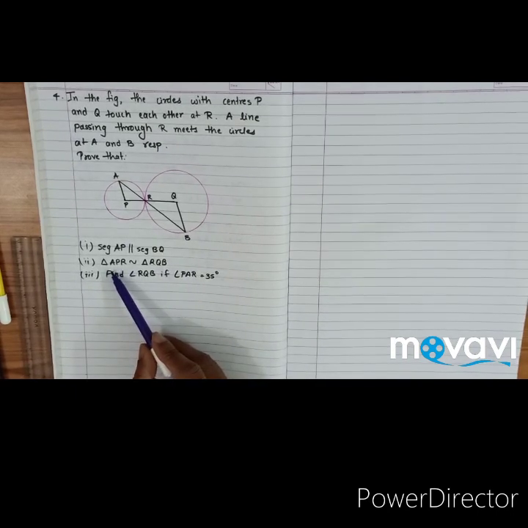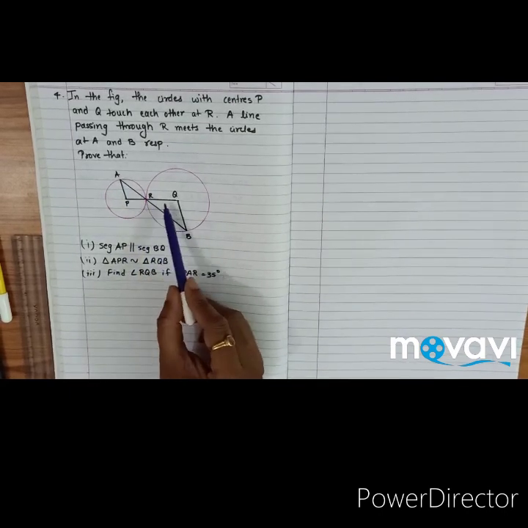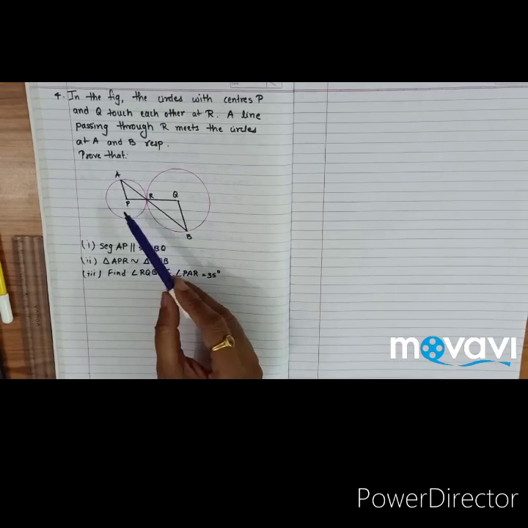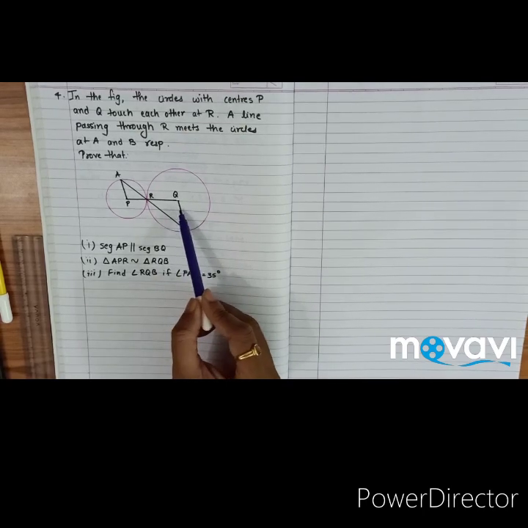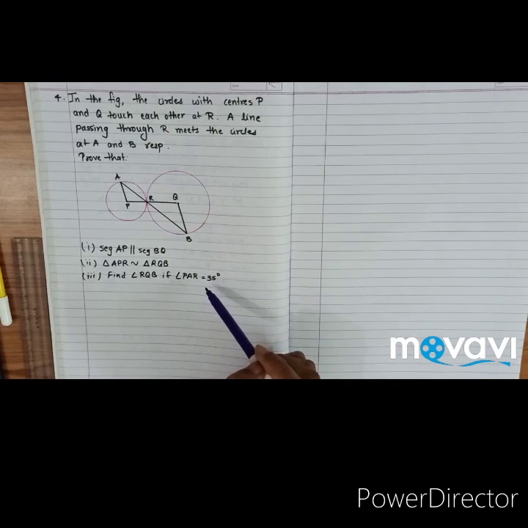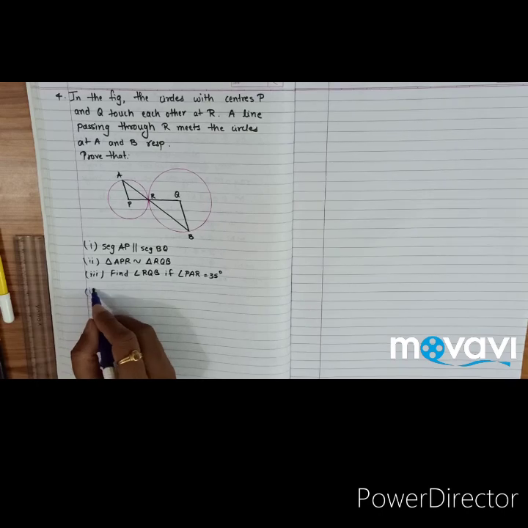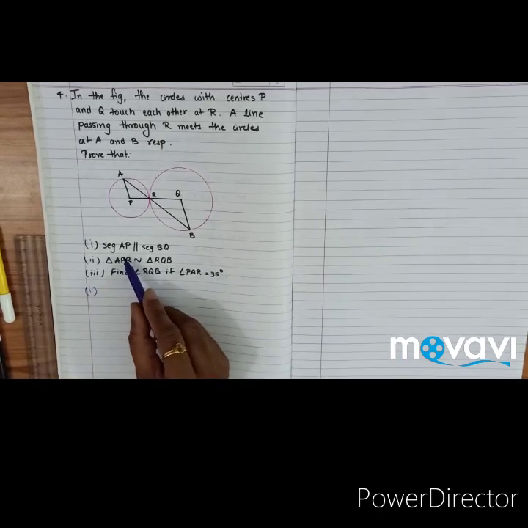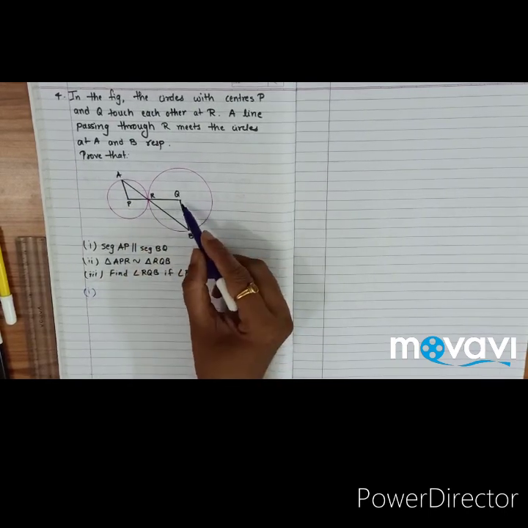Second is triangle APR is similar to triangle RQB. Okay, and the third one is angle RQB. You have to find this angle if angle PAR is given as 35 degrees. Okay, so let us consider the first one that we need to prove. The first one is, you have to prove that this line AP is parallel to BQ.